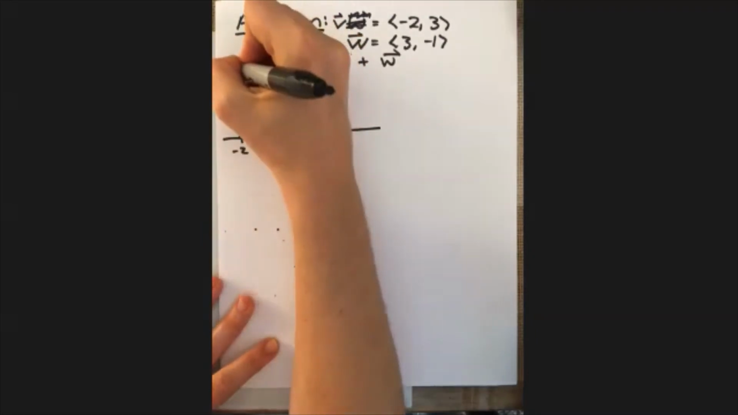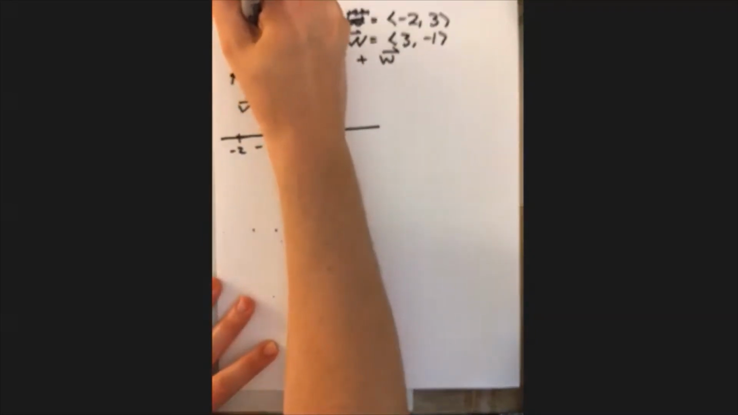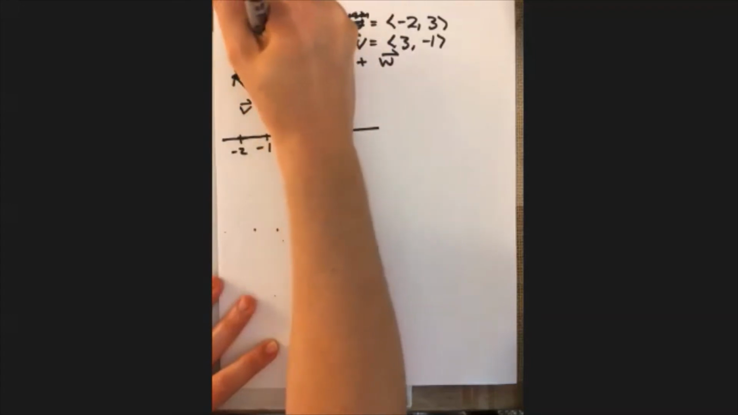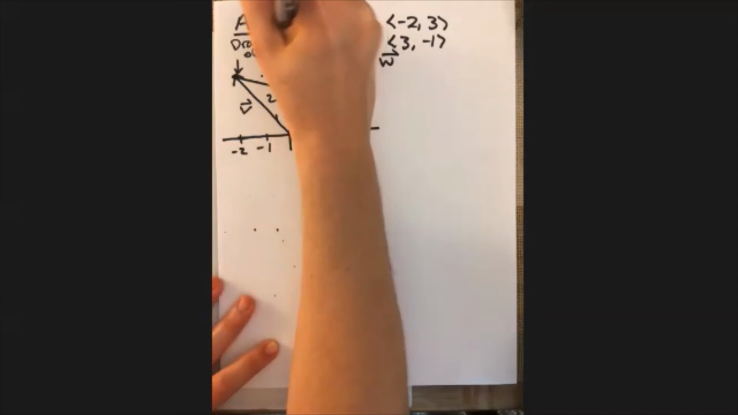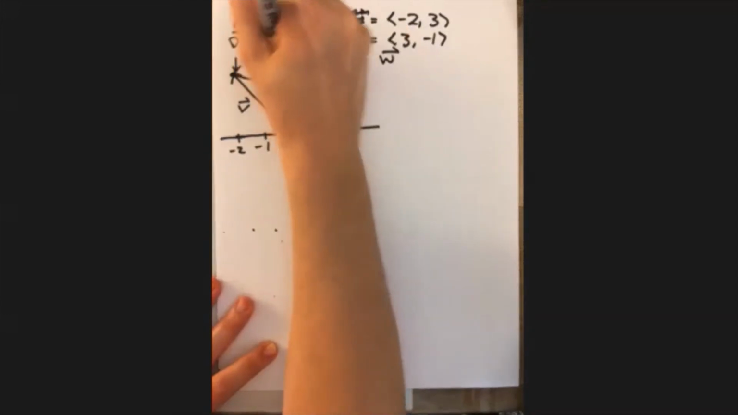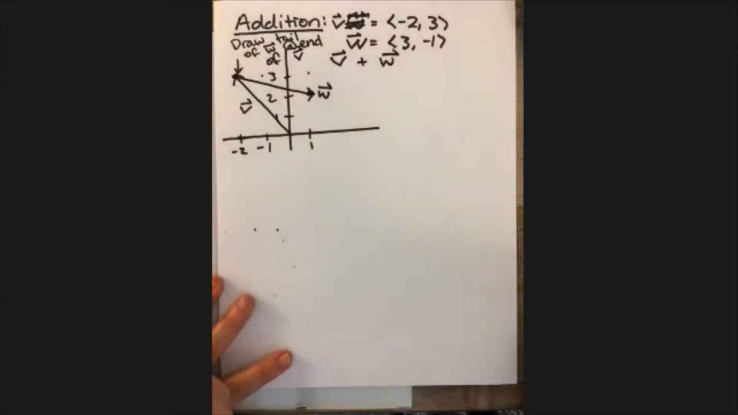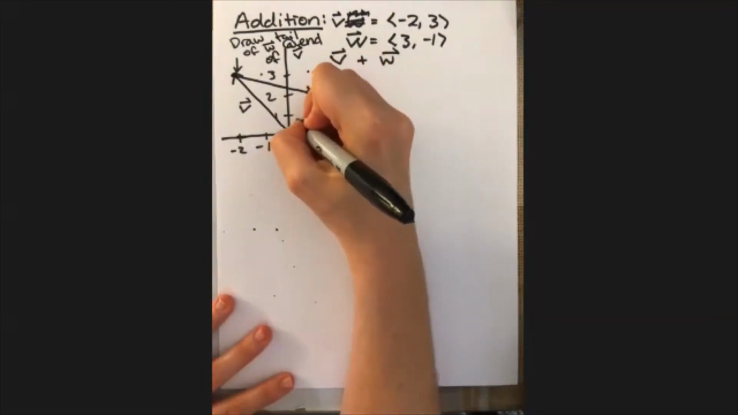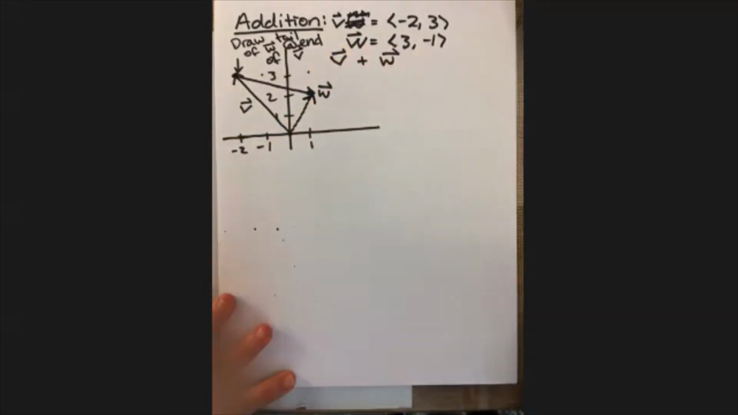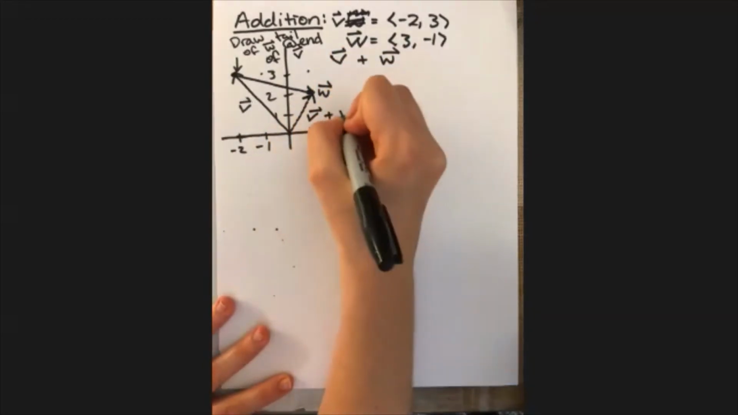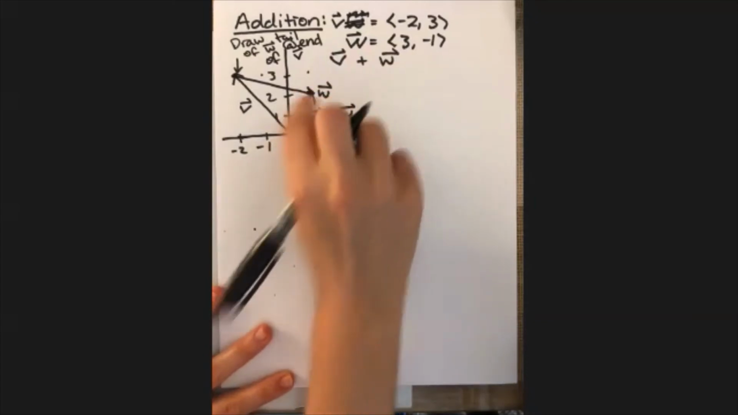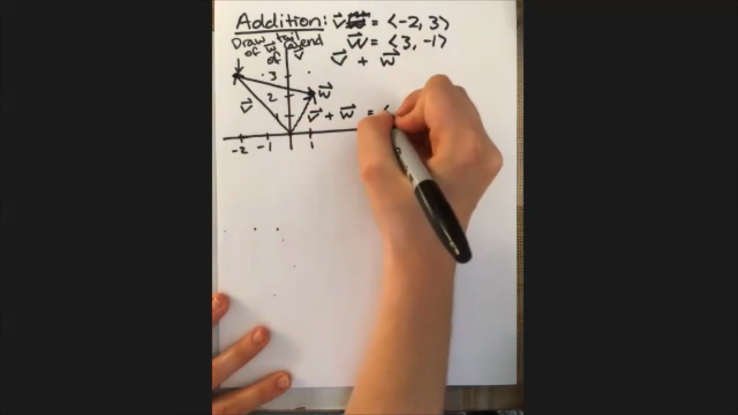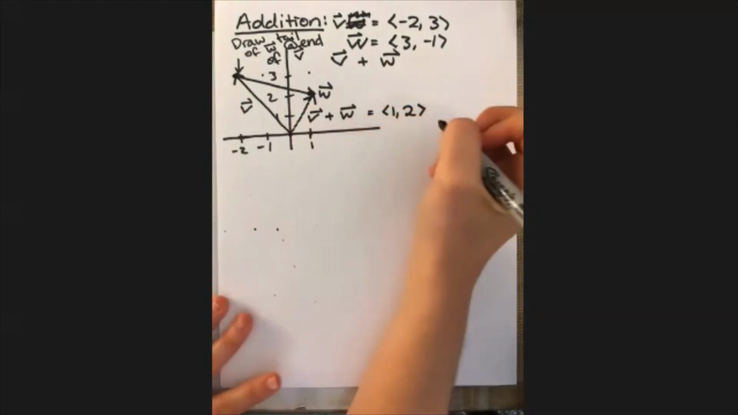So what we've done here is we've drawn the tail of w at the end of our vector v, okay? And then to get v plus w, all we do is connect the tail of v to the end of w. So this vector right here is your v plus w. And notice that this has the coordinates 1, 2, which is the same as we got earlier when we were doing this just in terms of the components.